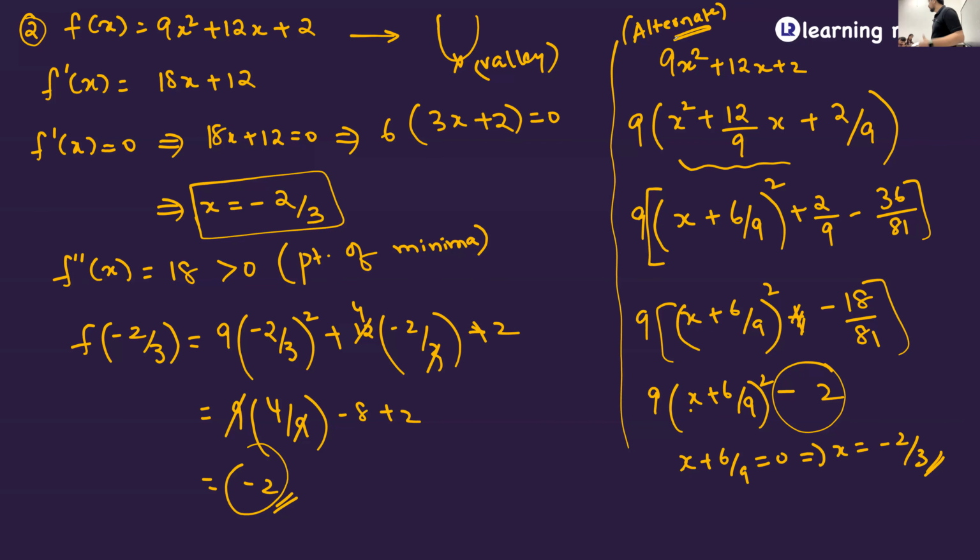Done with this, you can copy this. So what is the name of the second method which I told you? It's called completing the square.